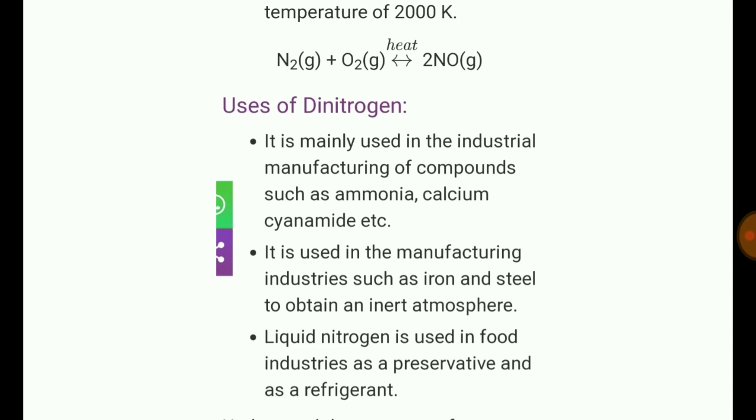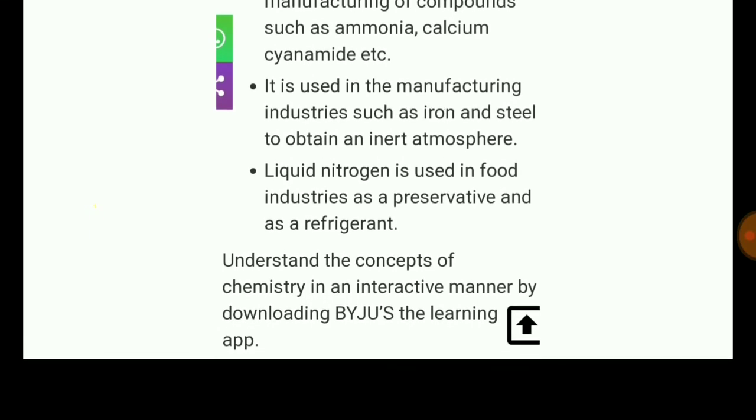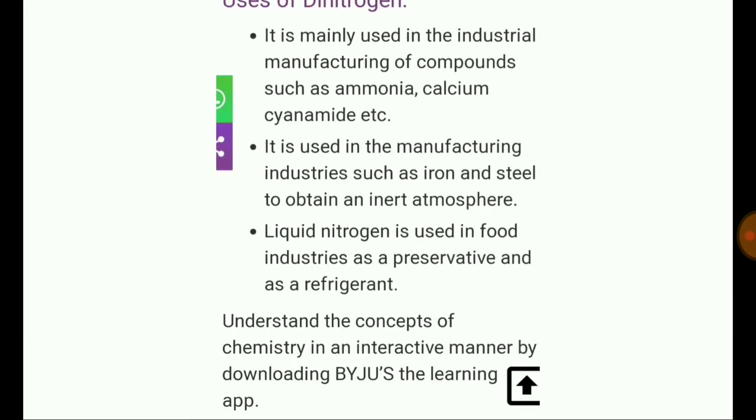Now the uses of dinitrogen. It is mainly used in the industrial manufacturing of compounds such as ammonia, calcium cyanamide, etc. It is used in industries such as iron and steel to obtain an inert atmosphere. Liquid nitrogen is used in food industries as a preservative and as a refrigerant. When we say nitrogen packing, liquid nitrogen is used.